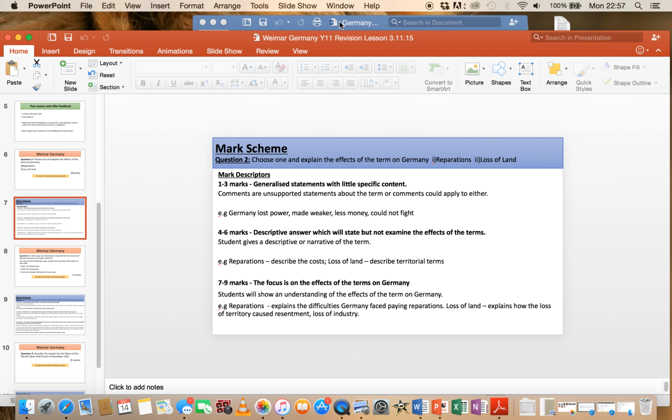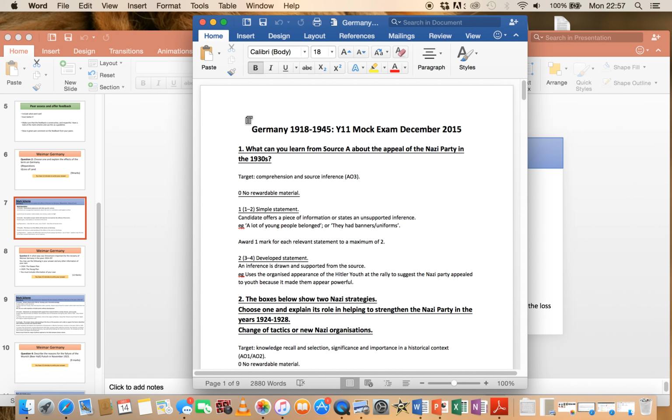What I've also got here is the Year 11 mock exam, which they did in December, just recently. So here you can see what can you learn from Source A about the appeal of the Nazi Party in the 1930s. And then again, you've got the mark scheme. So 1 to 2 marks is a simple statement, 3 to 4 is a more developed statement.